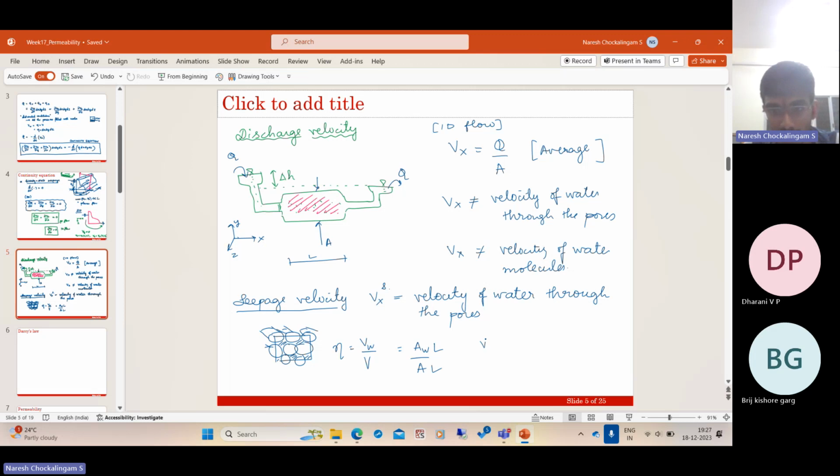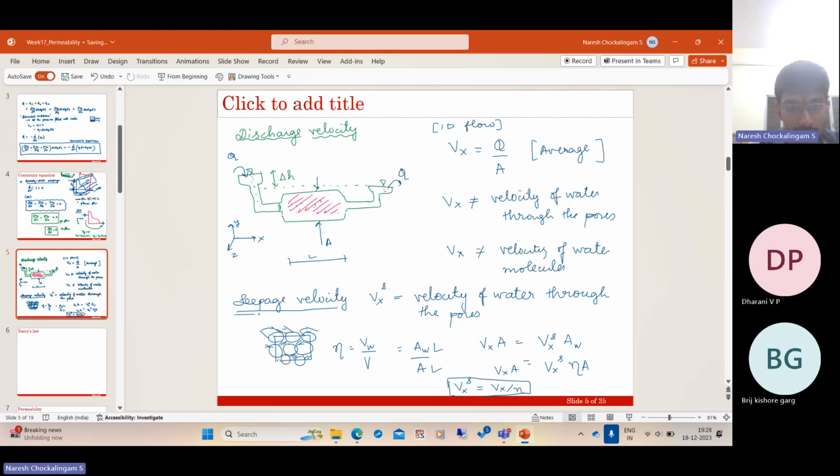Now the discharge velocity into area should be equal to, we define the seepage velocity as the velocity of water through the pore, so that should be equal to the seepage velocity into area of water alone. But what is area of water? It is nothing but eta times the total area. Therefore, the seepage velocity is nothing but the discharge velocity divided by the porosity. So this is another important relationship.